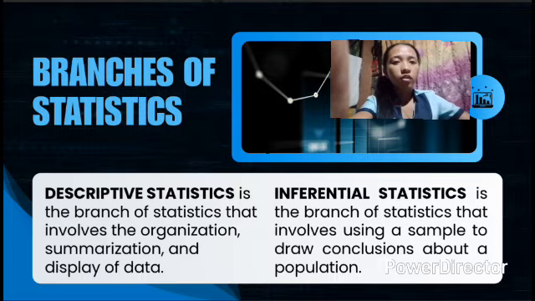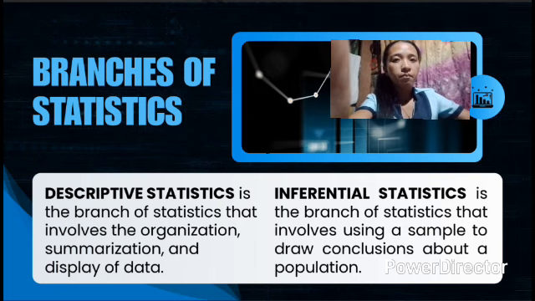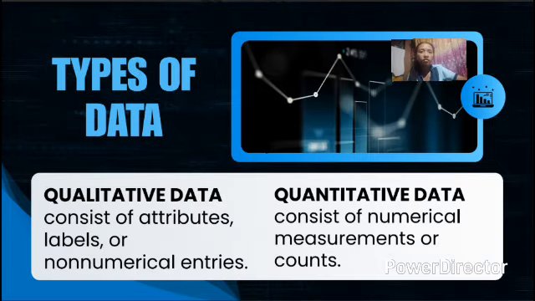Overall, we understand that both these branches are important in statistics. Descriptive statistics helps make the data make sense, while inferential statistics helps make conclusions and decisions beyond the data, making statistics a powerful tool in understanding real-world situations. Next are the types of data, the qualitative data and the quantitative data. Qualitative data consists of attributes, labels, or non-numerical entries, while quantitative data consists of numerical measurements or counts.